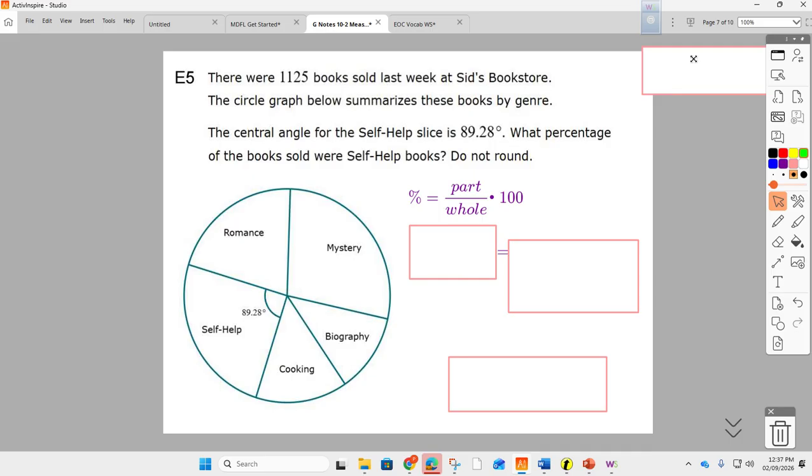So our whole is almost always going to be 360 degrees in these lessons, right? Because a circle has a total, or a whole number of degrees, of 360. So our part is 89.28 out of 360 degrees times 100. Literally on your calculator, 89.28 divided by 360 times 100, and don't forget to add the percent symbol. And you don't add the percent symbol on the calculator, just on your paper. So you should get 24.8%.